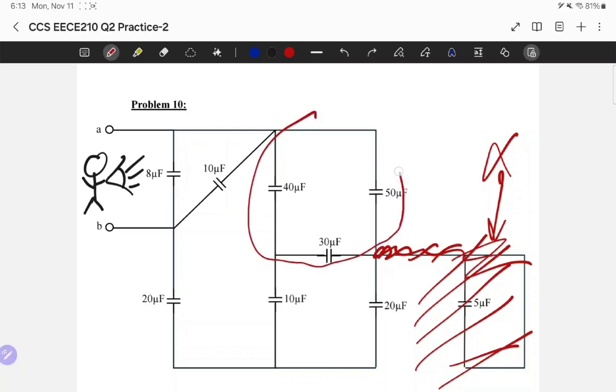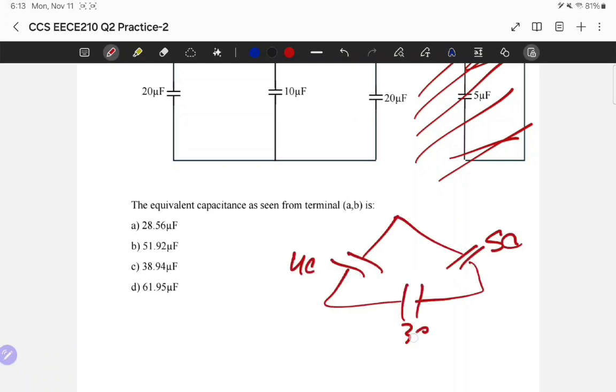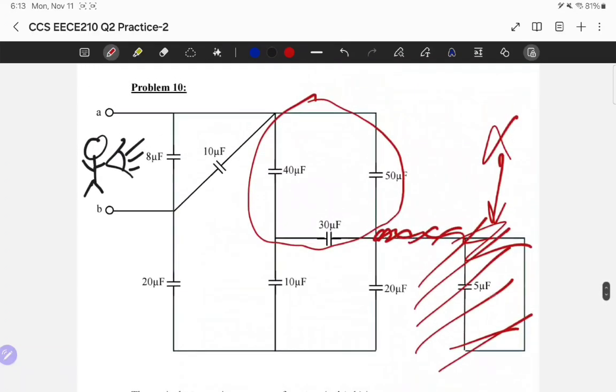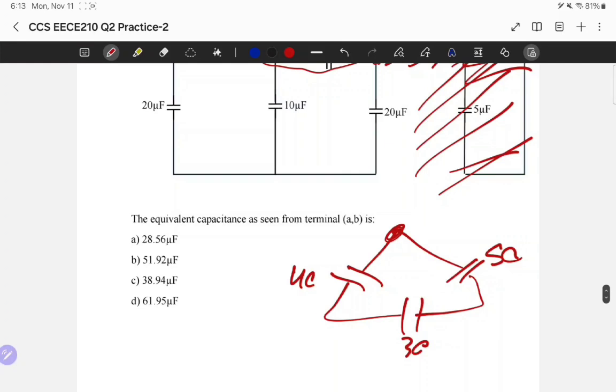This in here is a delta. Why? Because I can draw it like this. This is 40, this is 50, and this is 30. This is a delta formed by capacitors because these nodes are the same, so I can group them into one point. This is delta. Now, what can I do with this delta?